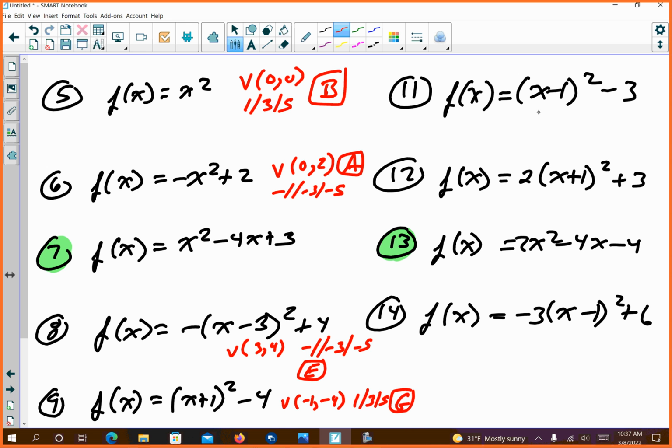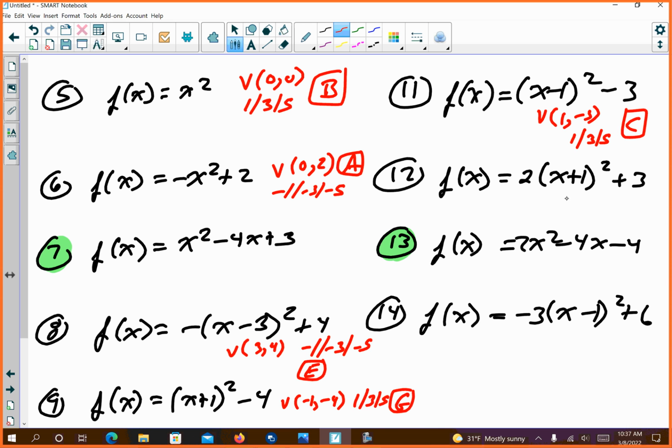Number 11, I have a vertex at 1, -3. And my pattern graph is opening up at normal rate. So opening up, and I'm going to go find 1, -3 opening up. Yeah, some of the numbers are skipped. I don't know why. What do you think? Which one has a vertex of 1, -3? C. And again, once I've used C, I'm going to cross it off.